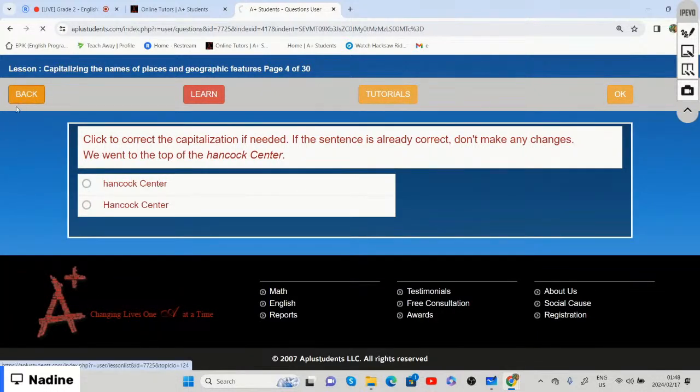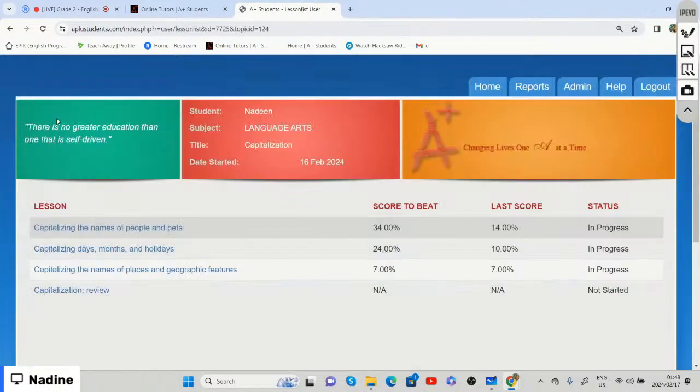All right, so that is now the end of our lesson on capitalization. And we said we capitalize the names of people and pets, right? We capitalize the days of the week, the months of the year, as well as holidays. And we also capitalize the names of places and geographical features, such as countries and cities and monuments and buildings and names of schools, right? We write that in capital letters.